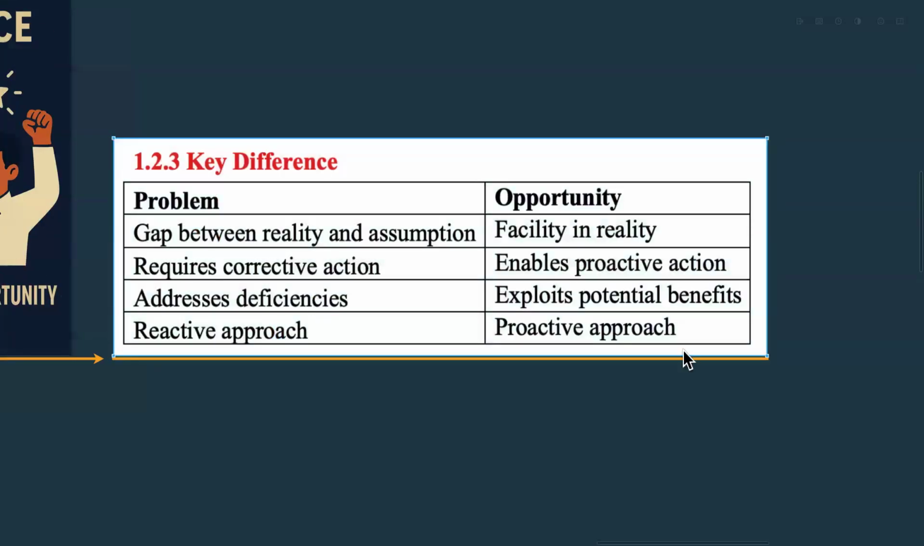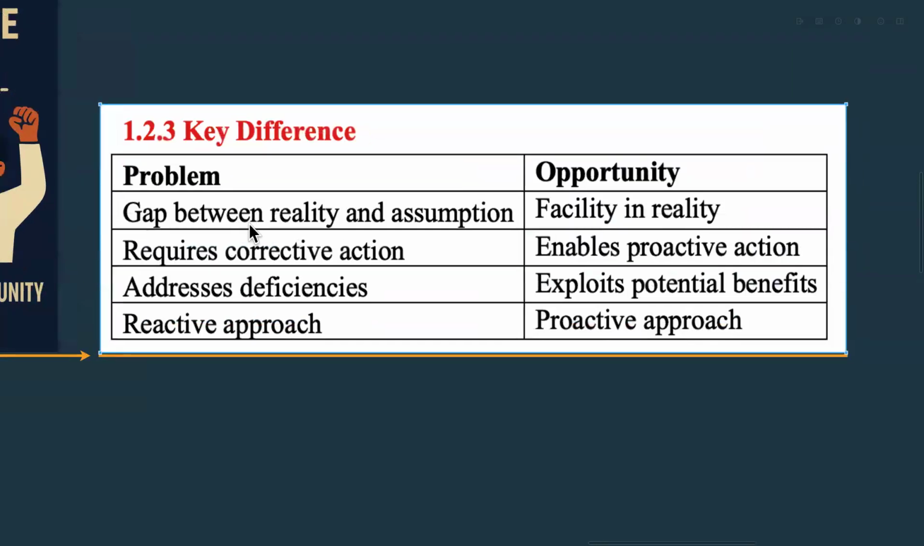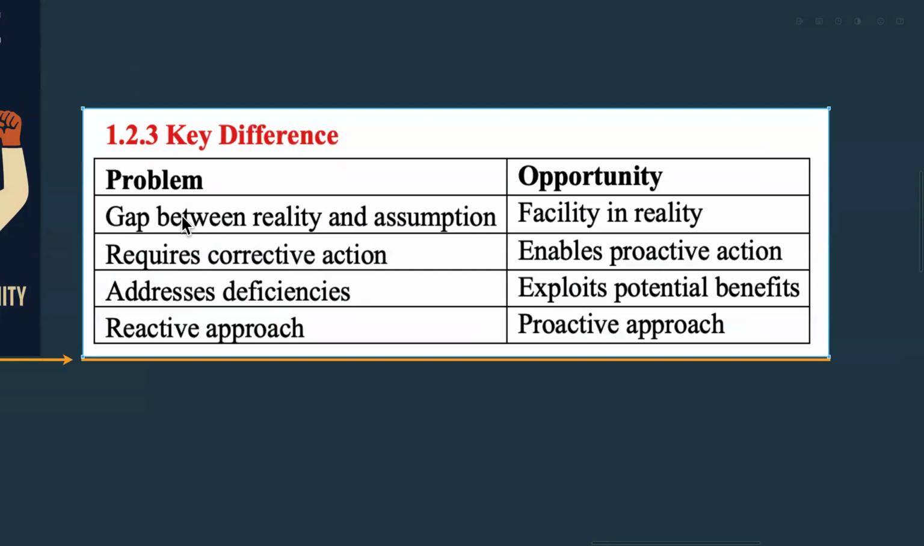You can see here the key differences. We define a problem as the gap between the reality and the assumption. Assumption means in your mind you have something to achieve, but in reality that's not there. So that is a gap, a problem. But opportunity is a facility in reality. It means you have the facility. There is a possibility in your current reality. That is opportunity.